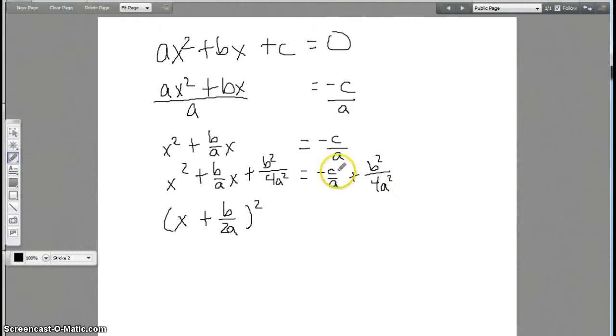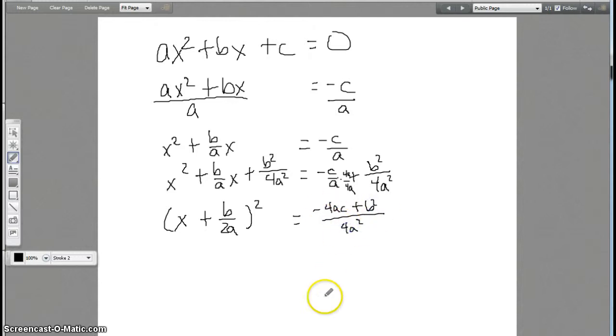Okay, so now I need to give these a common denominator so that I can add them together, because I can't add negative c over a and b squared over 4a squared. They don't have like denominators. So to get a common denominator, I need to multiply this first fraction by 4a over 4a. So I'm going to write times 4a over 4a. And what I will end up with is negative 4ac plus b squared over 4a squared.